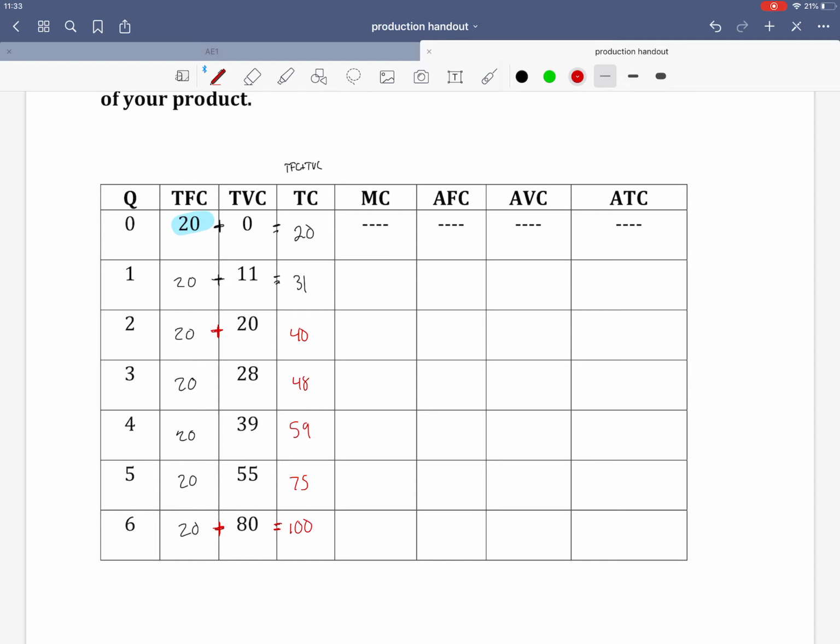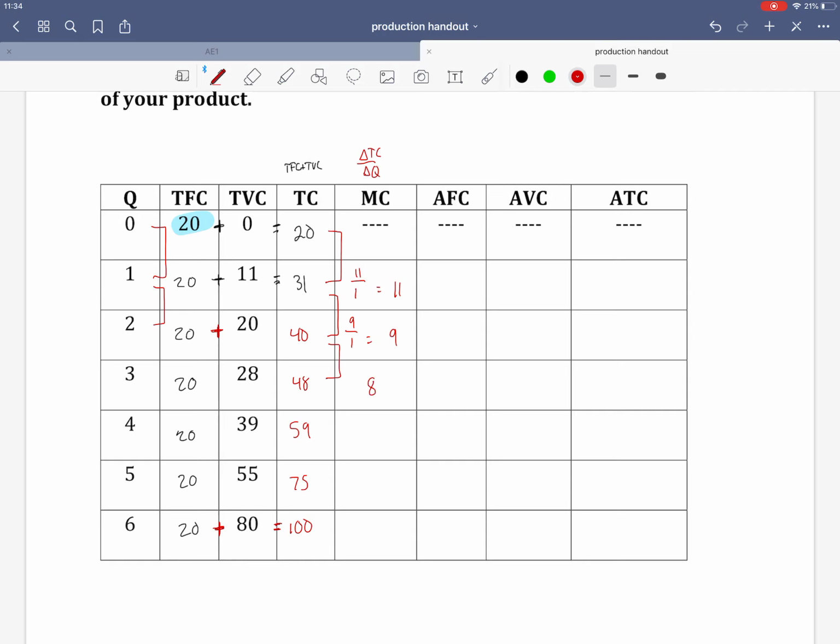Next, let's find our marginal costs, which is going to be our change in total costs over our change in quantity. As we go from 20 to 31, our change in total costs is going to be 11. Our change in quantity as we go from 0 to 1 is 1. 11 over 1 gives us 11. As we go from 31 to 40, that's going to be a change of 9. Once again, our quantity is going up in increments of 1, so just 9. And luckily, all of them are going up. Our quantities are each increasing by 1.